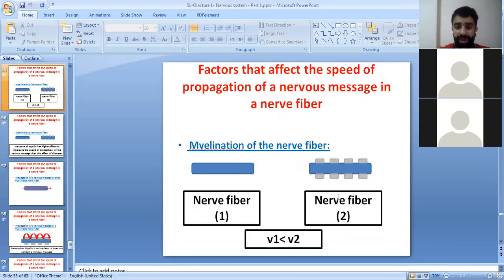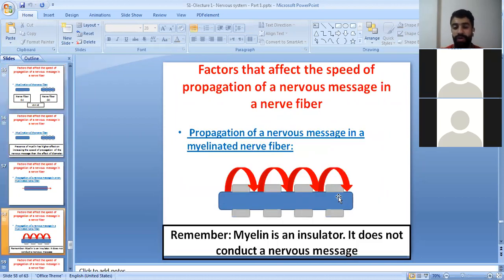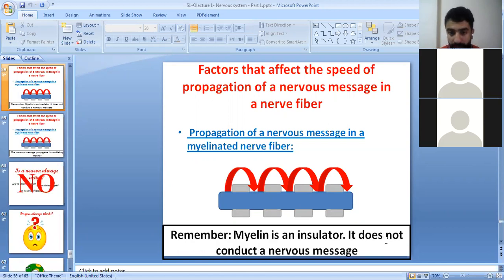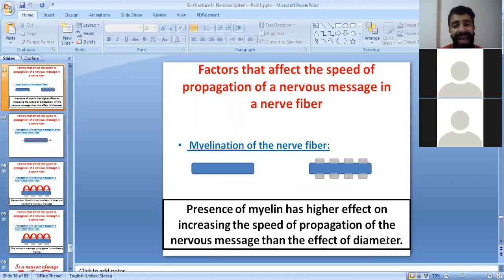Also, the second factor is the myelination of the nerve fiber. Myelin, we said, is a lipoprotein that acts as a protective layer and provides insulation. Also, it has a role in acceleration of the nervous message. It moves faster. Why? Because it moves in a saltatory manner. It moves by jumping. Okay? So the nerve impulse is not continuous, it propagates in a saltatory manner. You have to pay attention here that the presence of myelin has a higher effect in increasing the speed of propagation than that of the diameter. So the myelin has the higher effect.